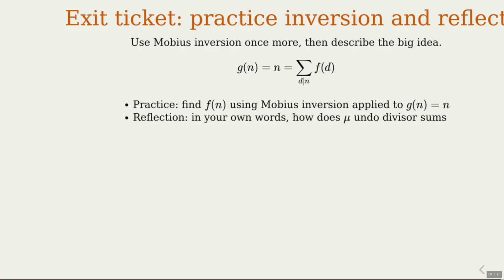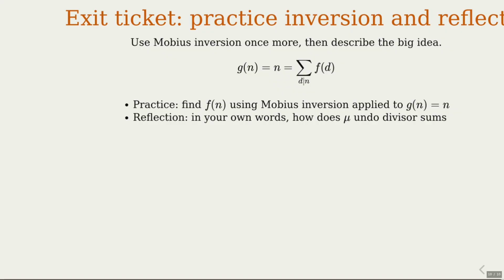To practice, look at the equation on this slide where g of n equals n, given as a sum of unknown values f of d over the divisors of n. Treat g as the identity function and apply Möbius inversion to solve for f. If g is the identity function, then by analogy with the phi example, f should be the identity convolved with mu. So f of n should be n times a sum of mu of d divided by d over the divisors d of n. That is right.